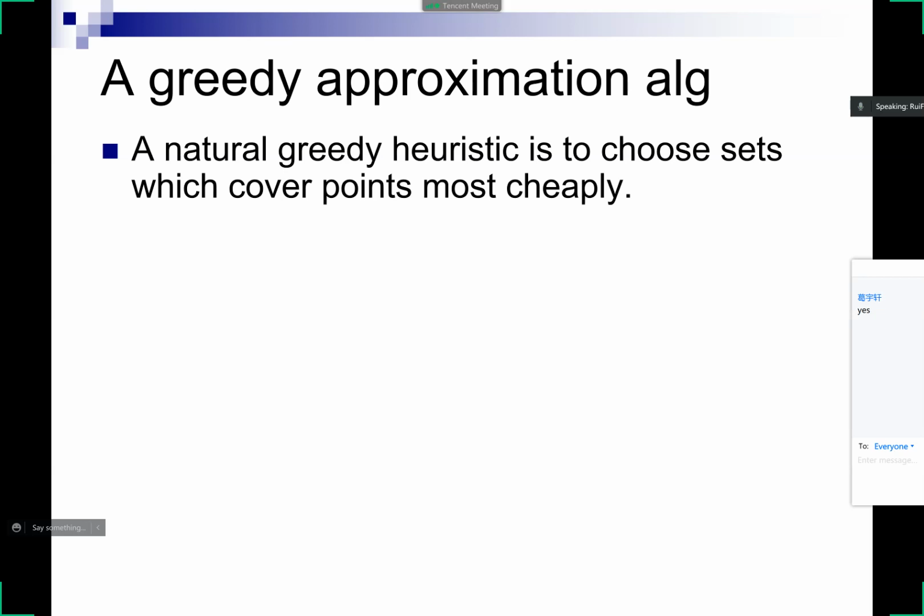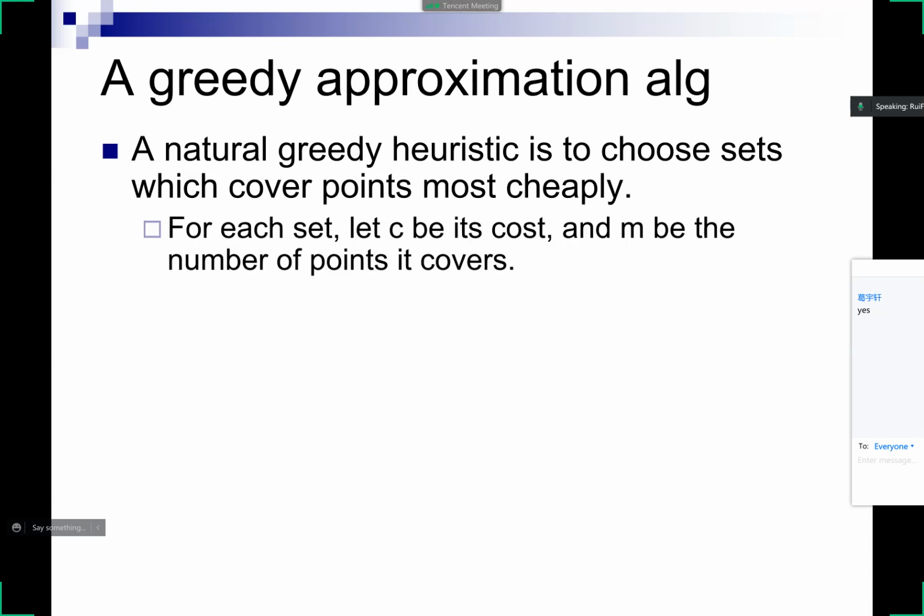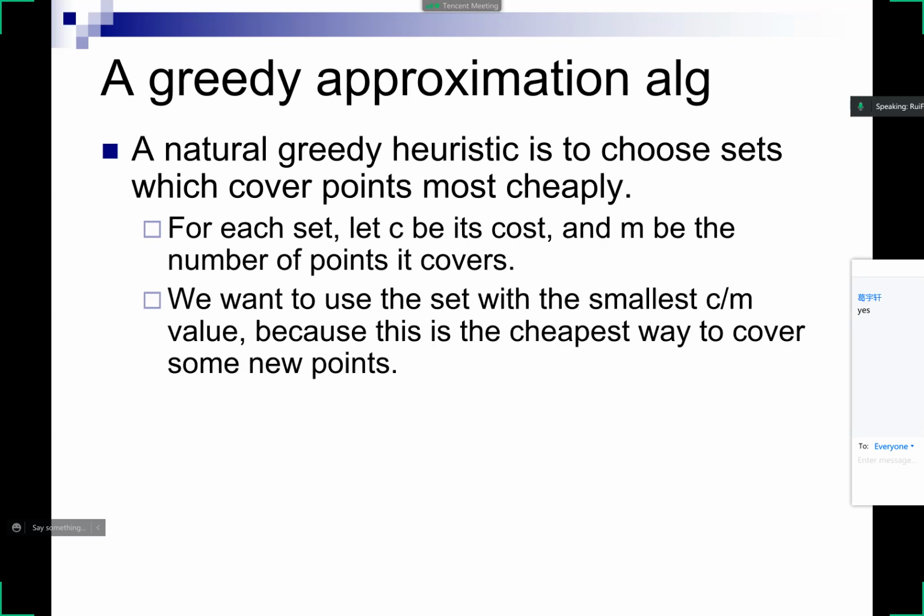So basically we want to look at the amount of cost we pay for each element that we cover. So this is like a per unit cost. And we want to pick sets which have very small per unit costs. To make that a bit more formal, for each set, suppose it's got a cost of C. We pick a set and let C be its cost, and let M be the number of points it covers. Then the per unit cost for this set is going to be C divided by M. Now we want to choose the set with the smallest per unit cost. So that's the basic idea.